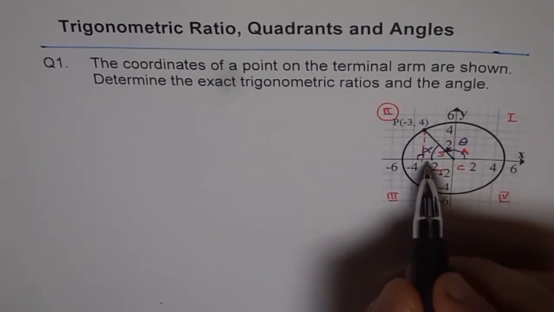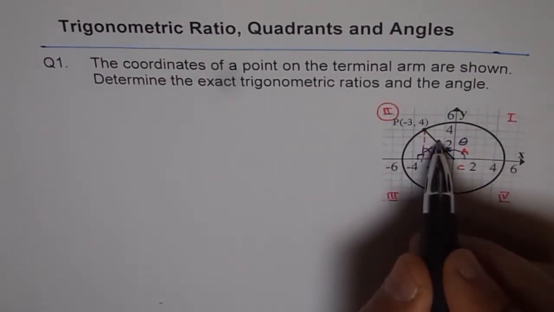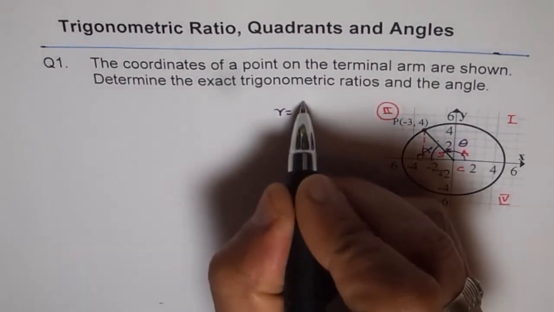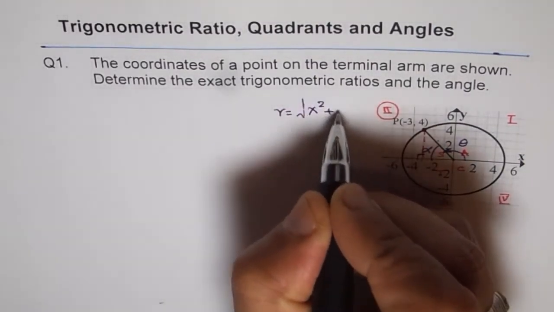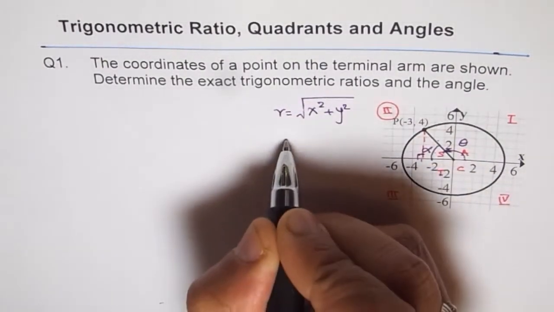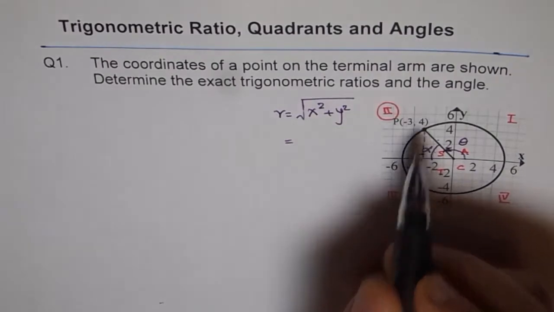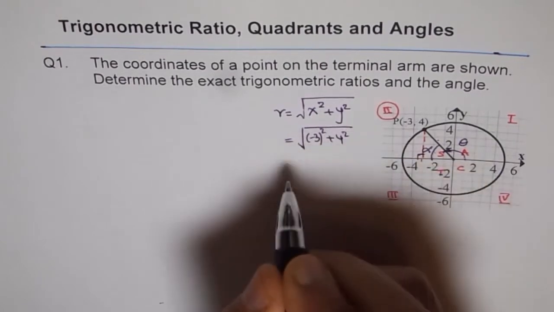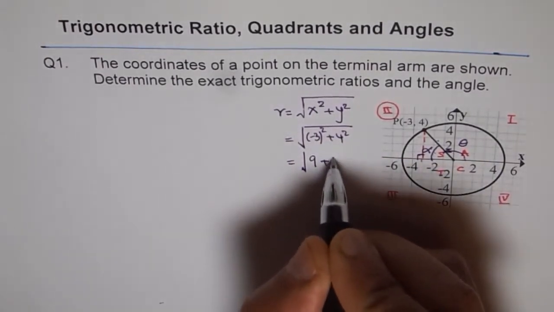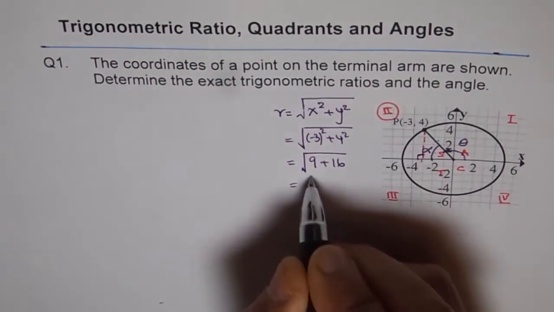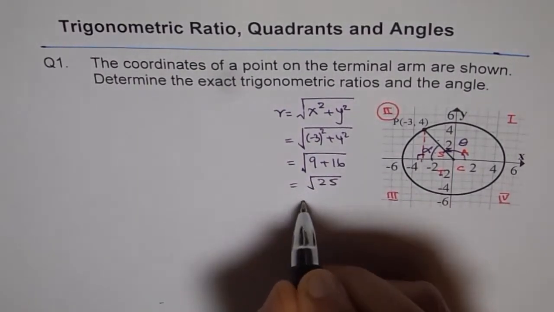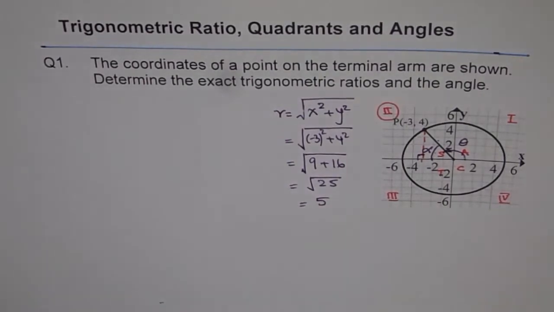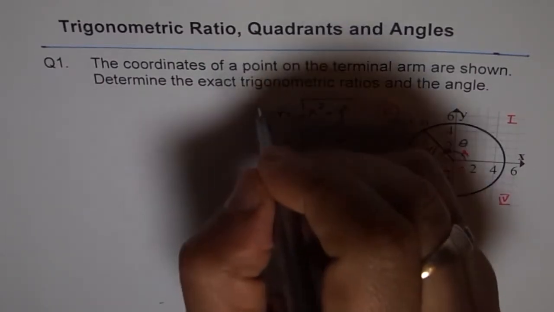So we write x squared plus y squared is r squared, so r is equal to the square root of x squared plus y squared. The points are minus 3 and 4, so this is the square root of (minus 3) squared plus 4 squared. Minus 3 squared is 9 and 4 squared is 16. That gives the square root of 25, which comes down to 5. So we have the hypotenuse, or r, as 5. Now that we know this, we can easily find all the trigonometric ratios.